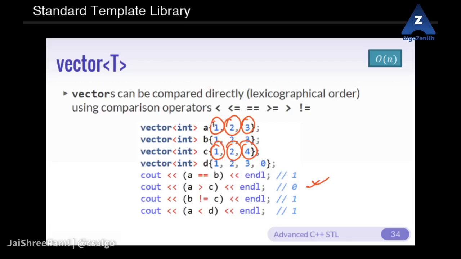a is less than d. So even though these two are the same, if the size is less, we know that it comes first in lexicographic ordering, right? AB comes before ABC, even in the case of strings. So if the size is less, in case everything matches up to that minimum size, you get the smaller one to be before in the lexicographic ordering.